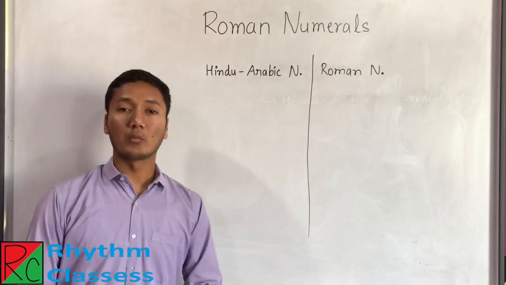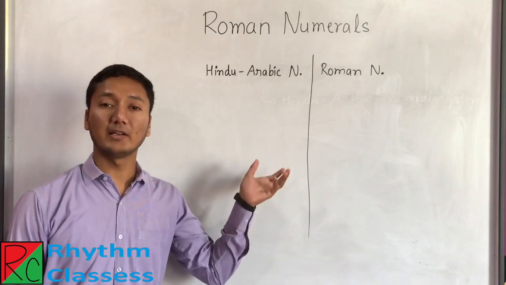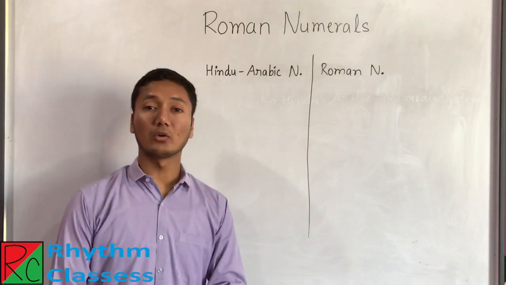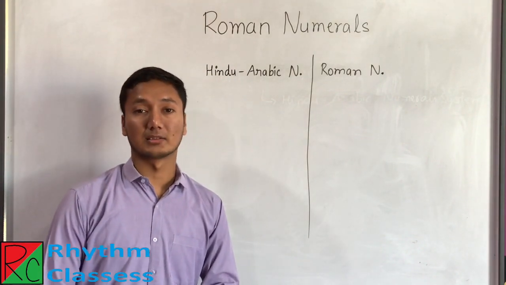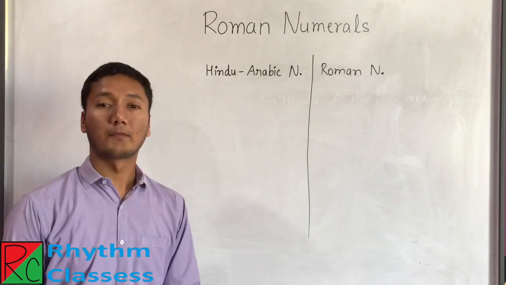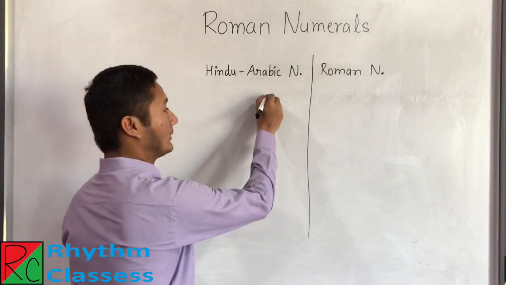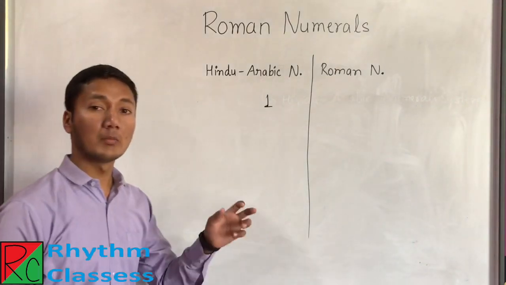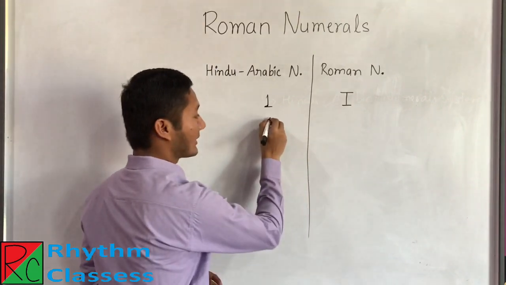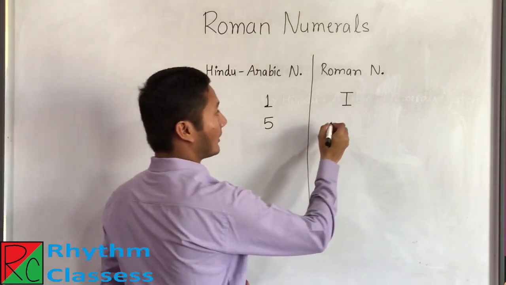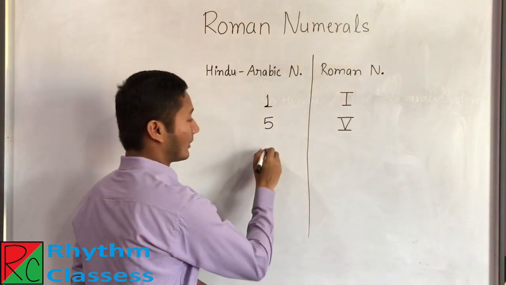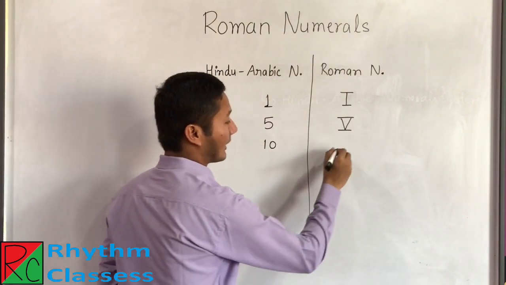Students, in Roman numbers there are 7 different symbols for numeration. These symbols look like English letters. Today we will see how to write the Roman numbers. For representing 1, the Roman numeral is I. For representing 5, V. For representing 10, X.